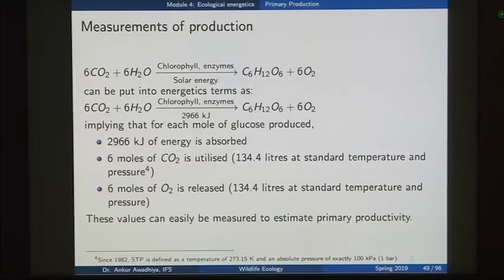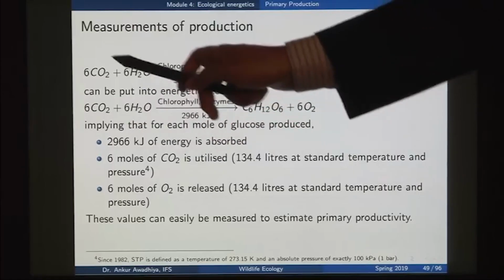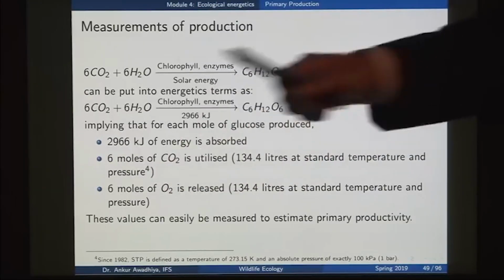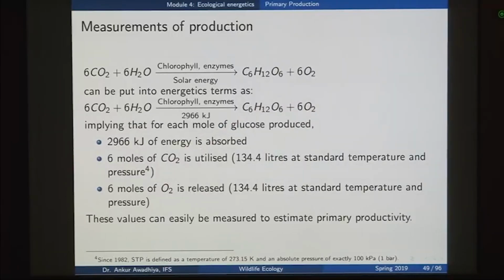Now, when we have these values, we can measure the amount of carbon dioxide that is getting fixed by measuring the rate at which this carbon dioxide is getting utilized. For instance, you have a plant, you cover it with a glass jar and you measure the amount of carbon dioxide present in the air there, and then throughout the day you measure it at different points of time, and you conclude that x amount of carbon dioxide has been utilized, so x moles divided by 6 moles is the amount of glucose in moles that has been produced.